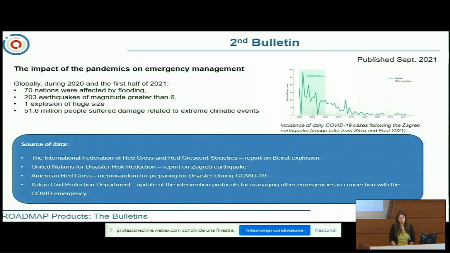The main sources of data are the International Federation of Red Cross and Red Crescent Societies, with the report on the Beirut explosion, or the United Nations Office for Disaster Risk Reduction report on the Zagreb earthquake, the American Red Cross Memorandum for Preparing for Disaster during COVID, and the Italian Civil Protection Department update of the intervention protocol for managing other emergencies in connection with the COVID emergency.